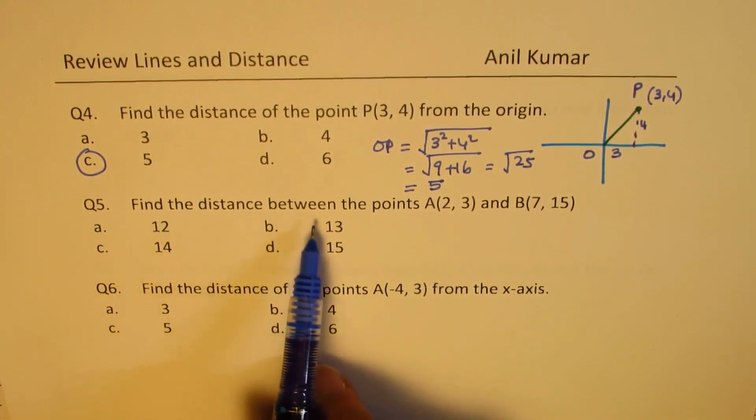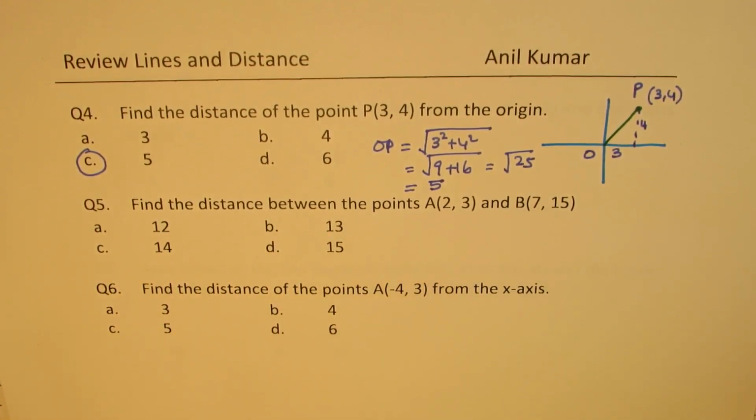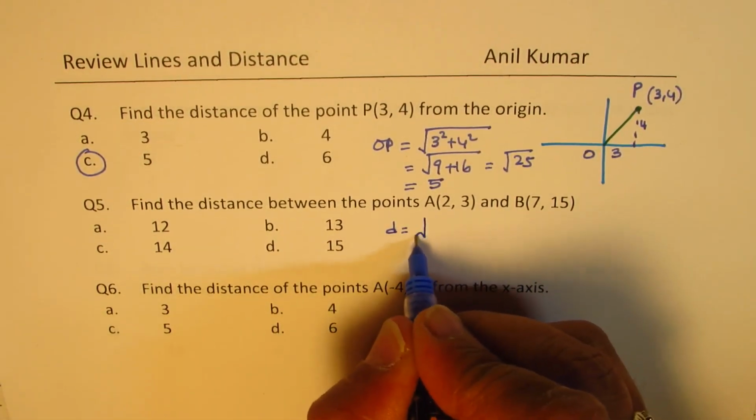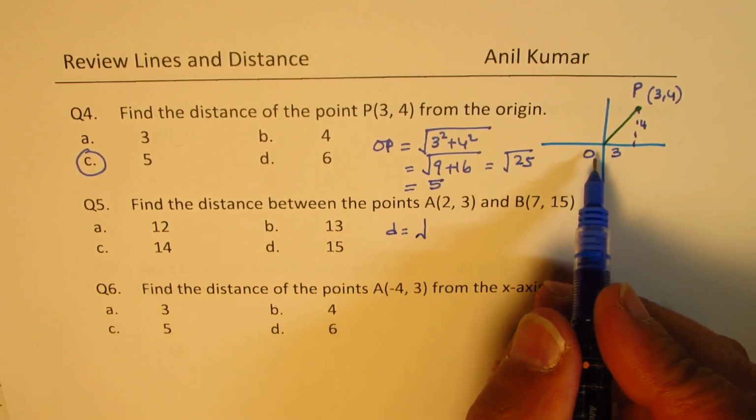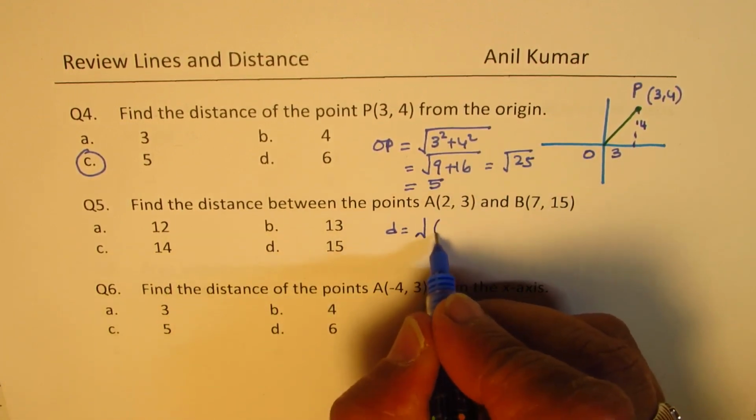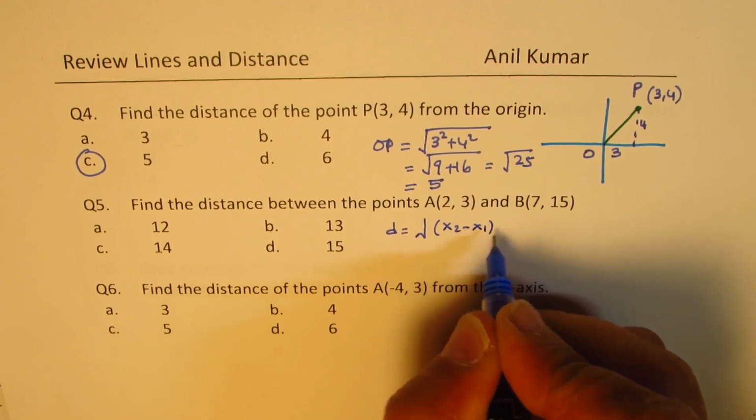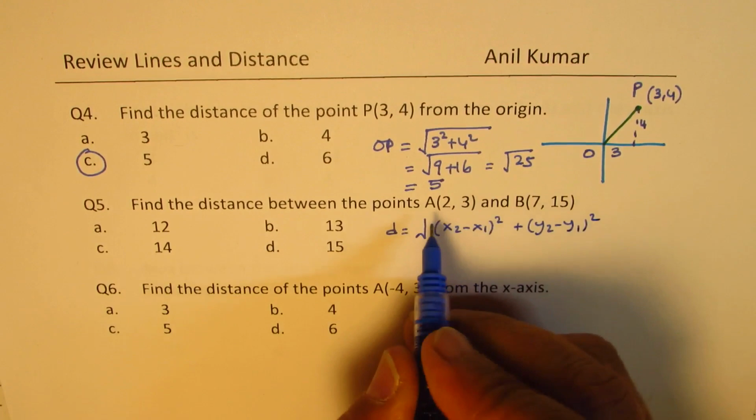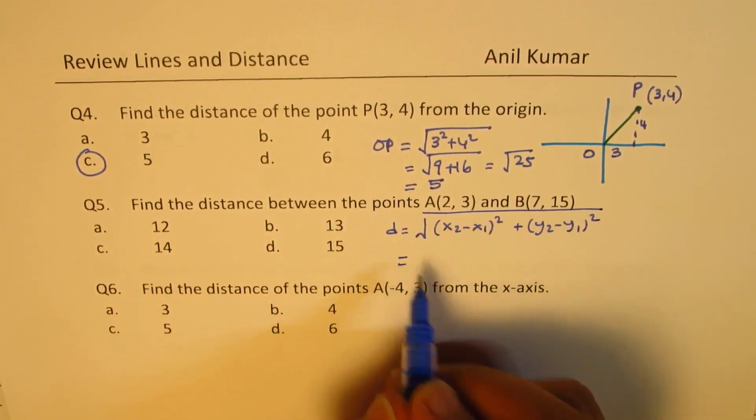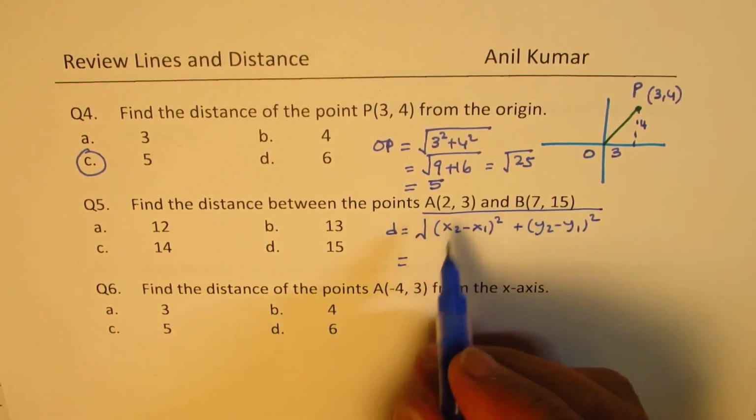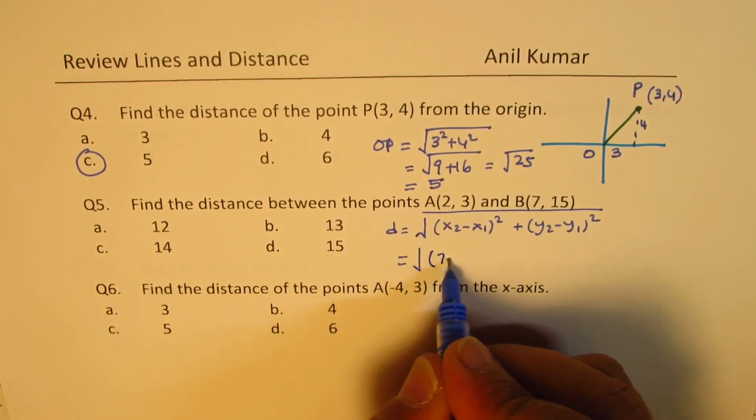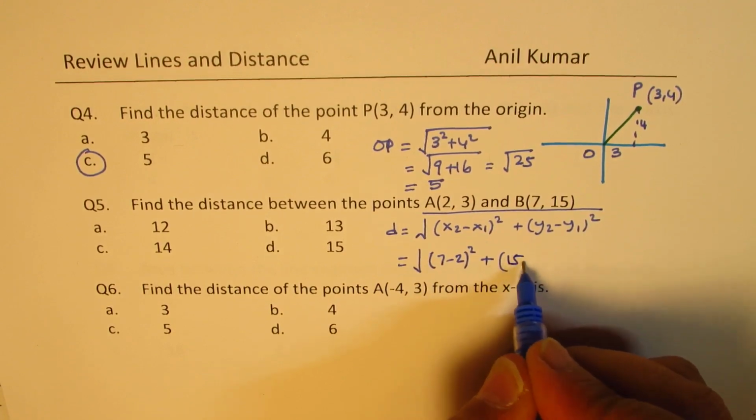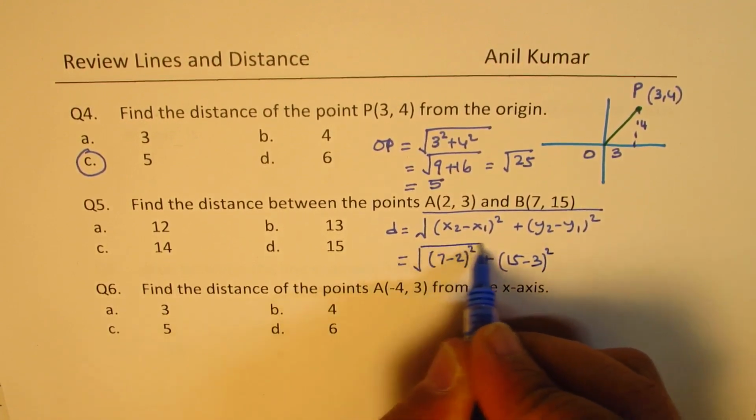5 is the distance between these 2 points. Now the distance formula is: distance is equal to the square root of, this was origin 0, 0, right? So we use the direct value. It is (x2 minus x1) whole square plus (y2 minus y1) whole square, square root, correct? So to find the value, we'll do (7 minus 2) whole square plus (15 minus 3) whole square, correct?